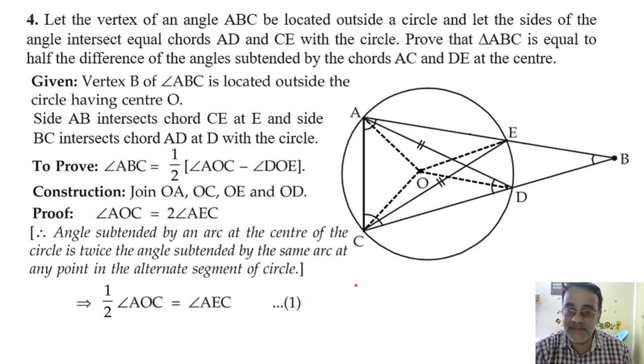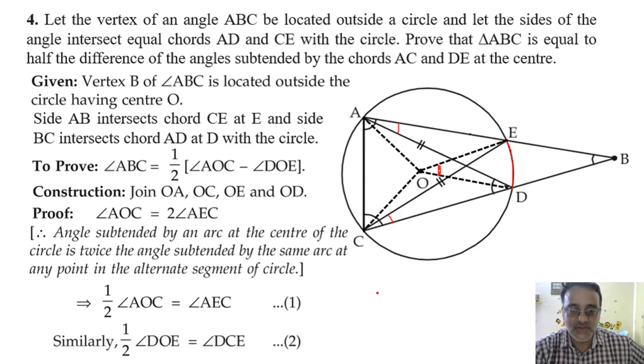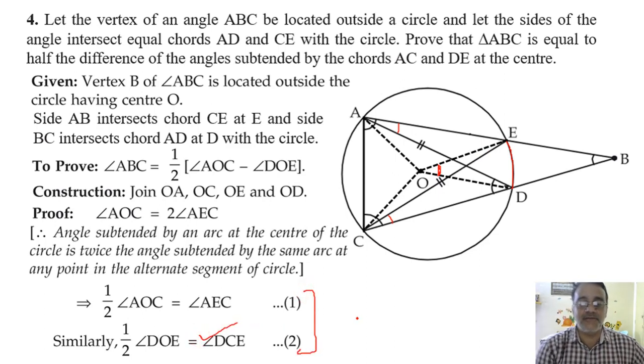Okay, now similarly अभी हम लोग arc DE ले लेते हैं. Similarly, this angle is subtended by this arc at the center. Okay, this arc. और दूसरा एंगल कौन सा है? This one. इन दोनों में से कोई भी एक लिख सकते हैं हम लोग. DAE भी लिख सकते हैं और ये भी लिख सकते हैं. Okay, so half of angle DOE is equal to angle DCE. Let it be equation number 2. Are these 2 equations clear to all of you? Yes, sir. Okay, so now we will move further.